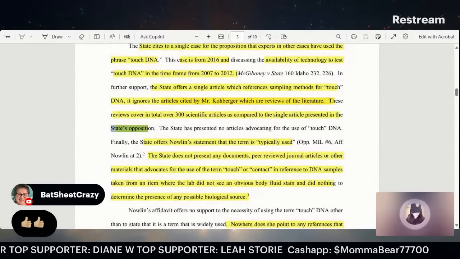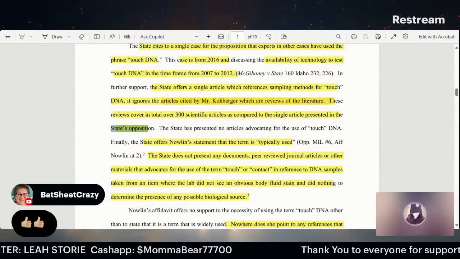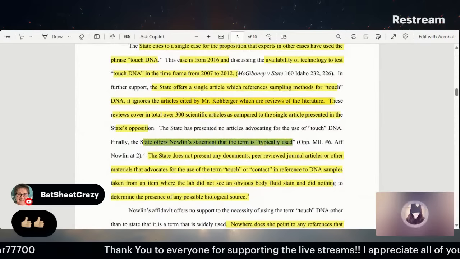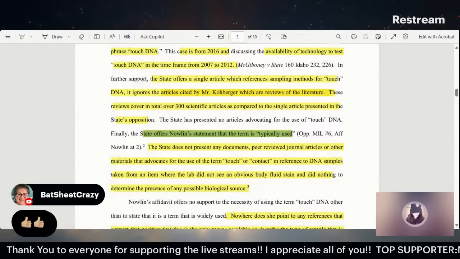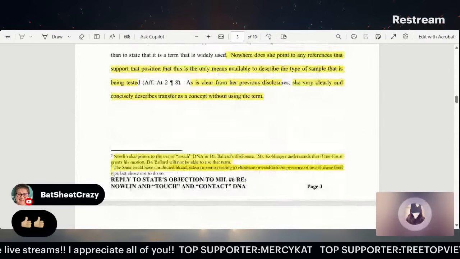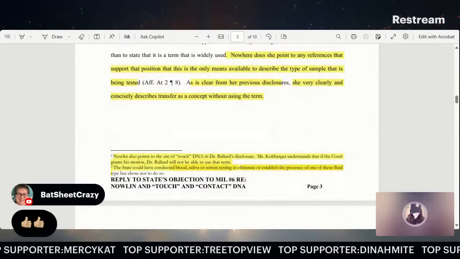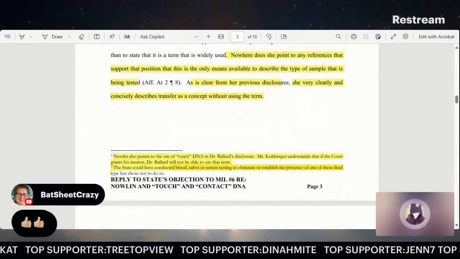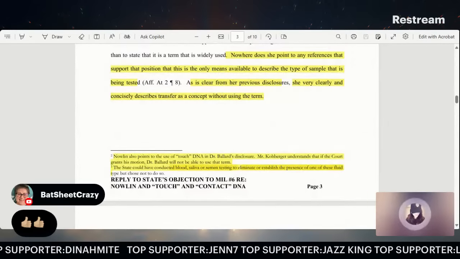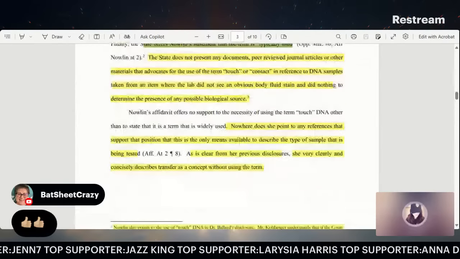Finally, the state offers Nowlin's statement that the term is typically used. So they're saying that she's saying, yeah, it's typically used. Footnote 2. Nowlin also points to the use of touch DNA in Dr. Ballard's disclosure. Mr. Kohberger understands that if the court grants his motion, Dr. Ballard will not be able to use that term. There's another footnote there. We'll get to it when we get to it. No peeking.